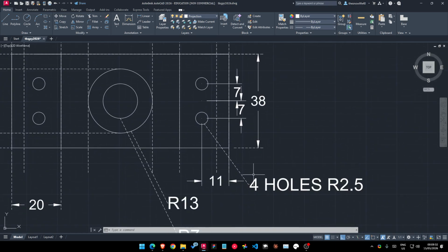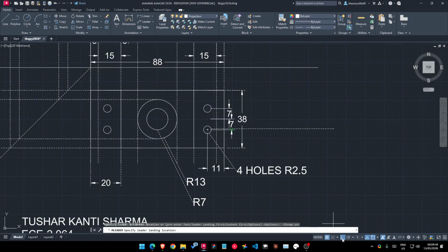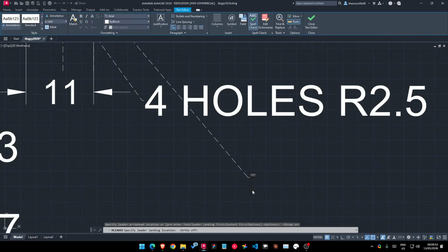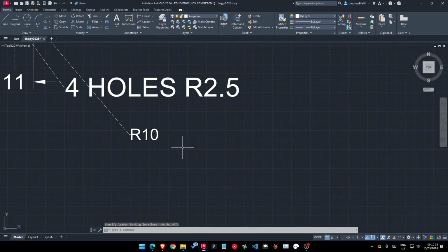How did I draw this? Go into this in an annotation group, select leader, and snapping is off. Click here and this, let's say it's R10. Now change the text size from here, otherwise it's not visible. Enter. Now it looks big, but it's going to fit right in. And look.